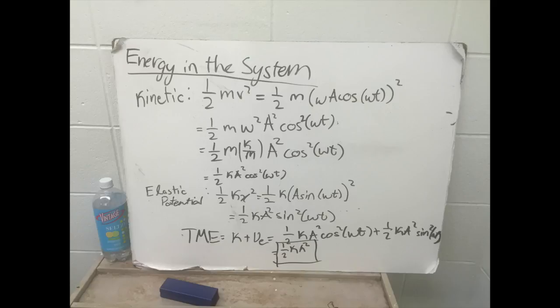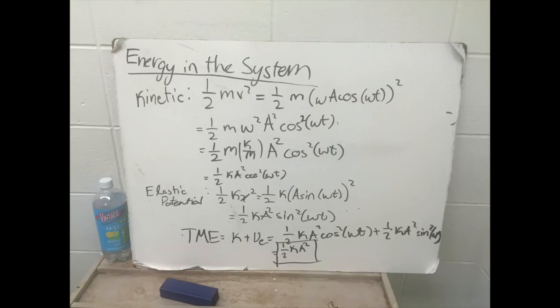Now, TME is total mechanical energy in the system. And because it's frictionless and no outside work is being done, it would be kinetic energy plus elastic potential energy. With that, if you combine them, you'll get a very simplified and nice looking answer, 1/2 k a squared.